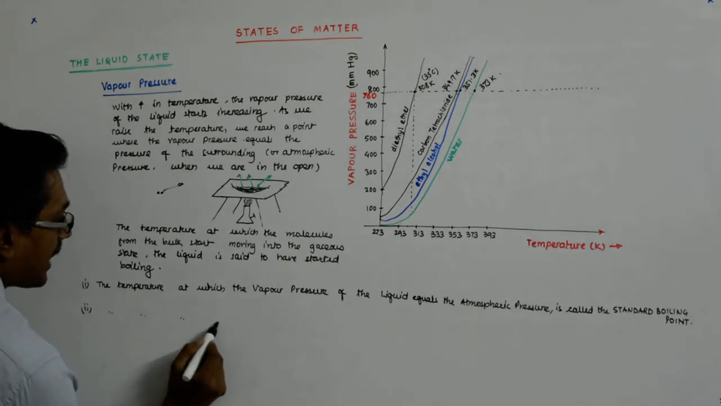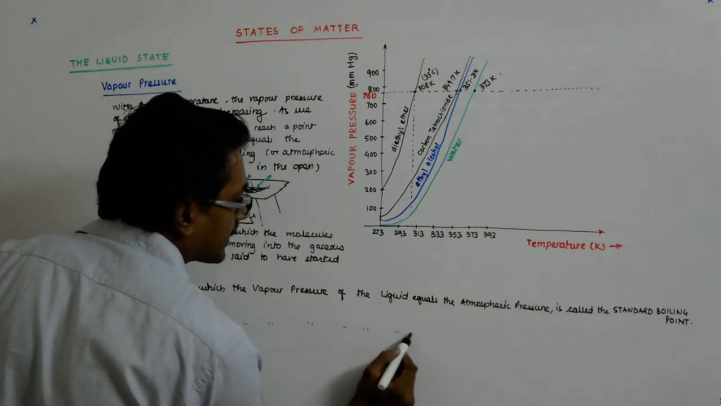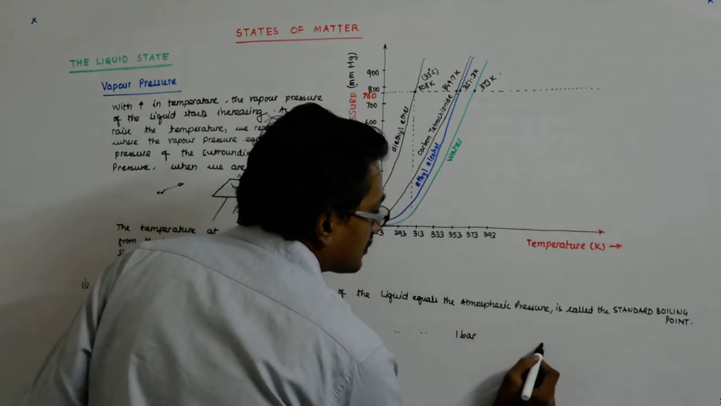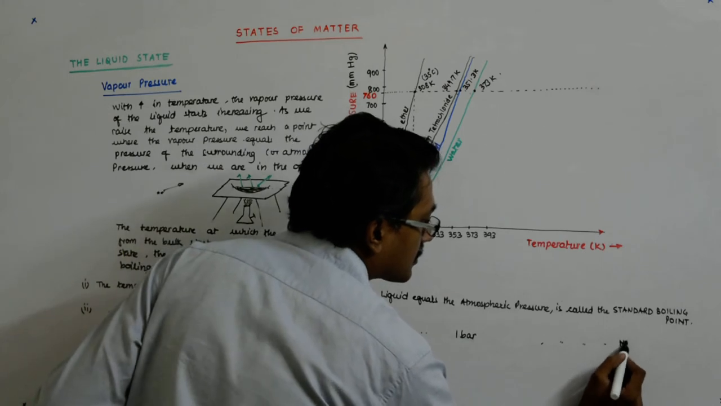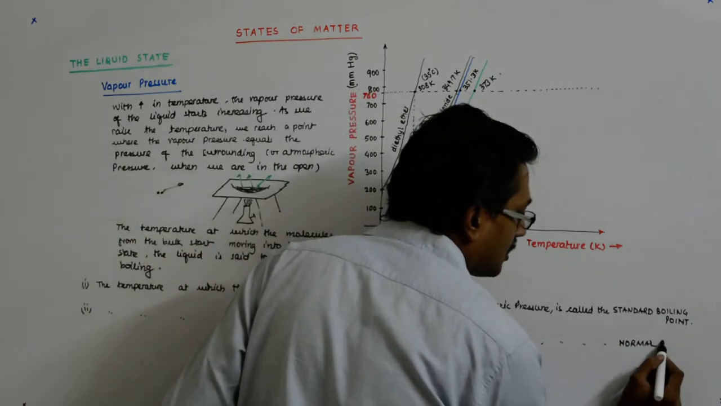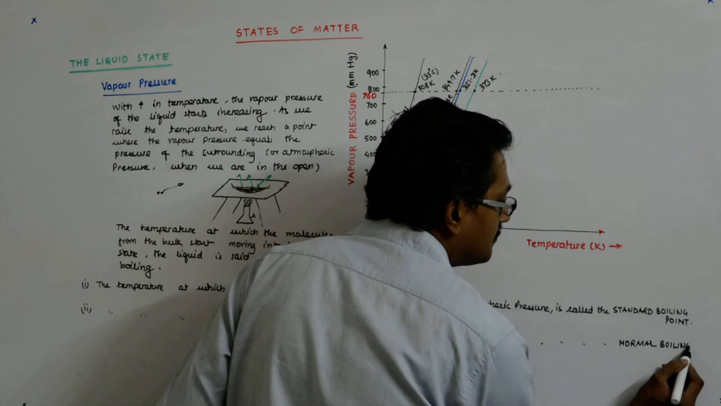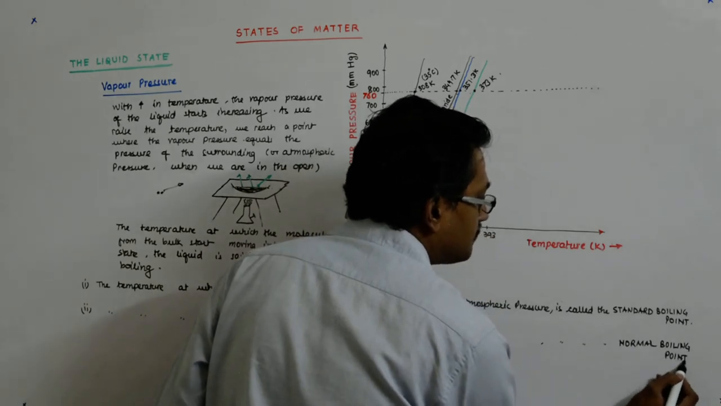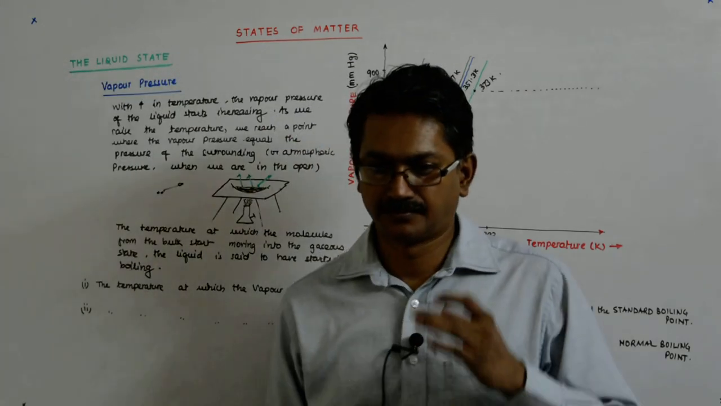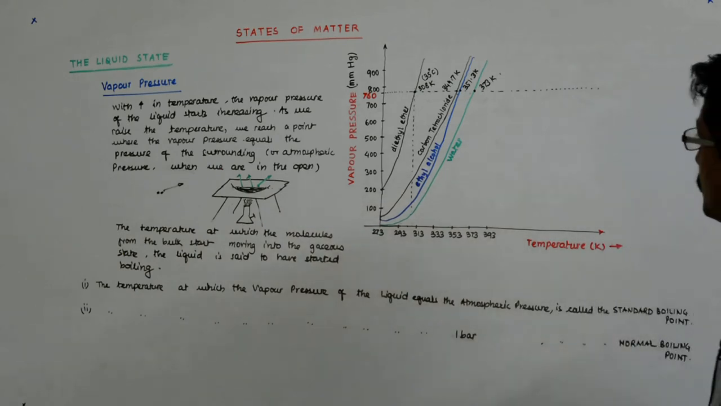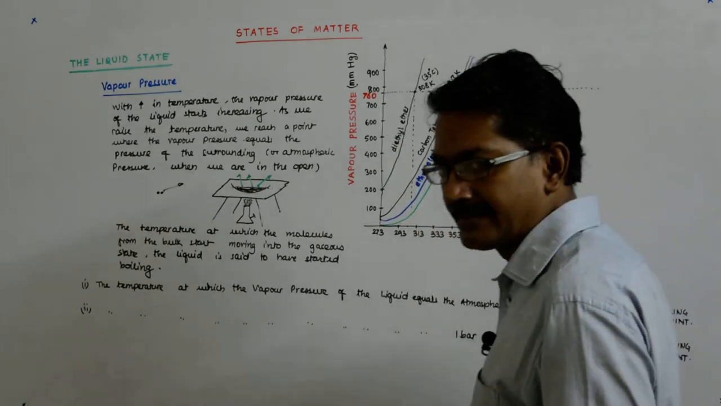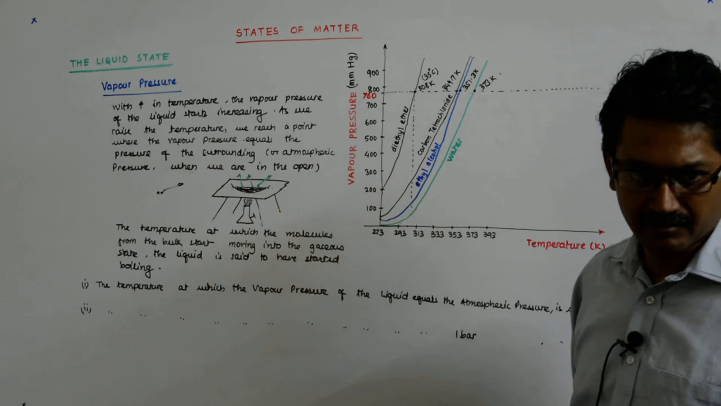The temperature at which the vapor pressure of the liquid equals 1 bar is called the normal boiling point. So it will be only for diethyl ether, right? Not all of them. No. So it tells me that here the standard boiling point of diethyl ether is 35 degrees centigrade.